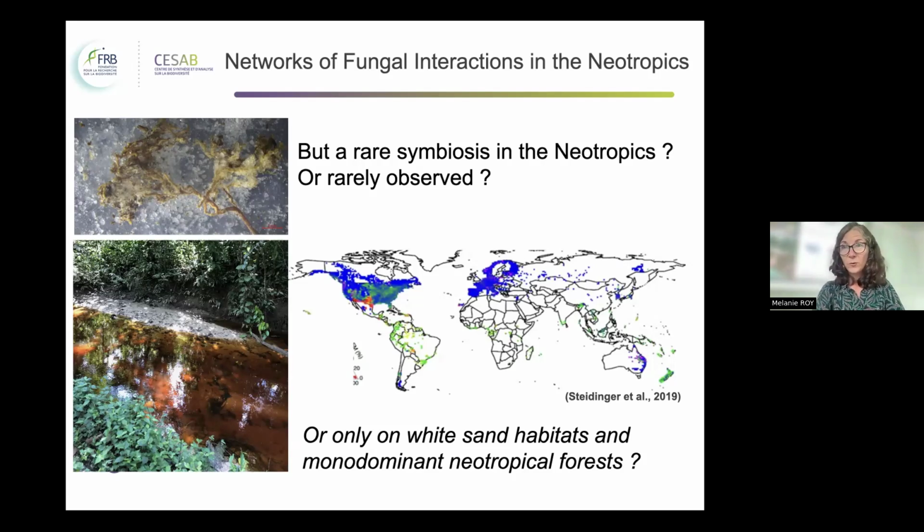However, there were some taxonomists years ago. It started 100 years ago. They started observing some punctually along the white sands in the Amazon. So we knew from taxonomy that there were rare places where ectomycorrhizal fungi were observed in the neotropics, but it was always punctual and from taxonomists, not from ecologists.